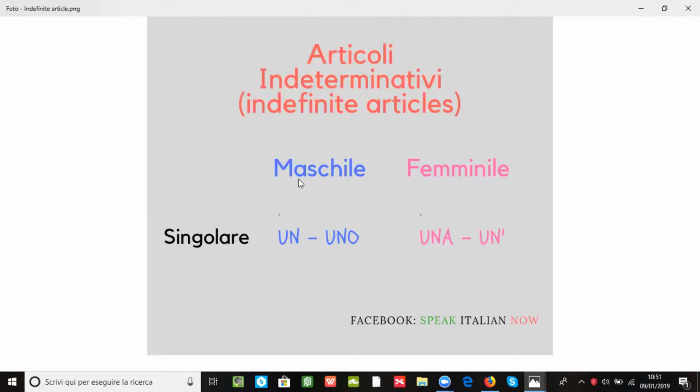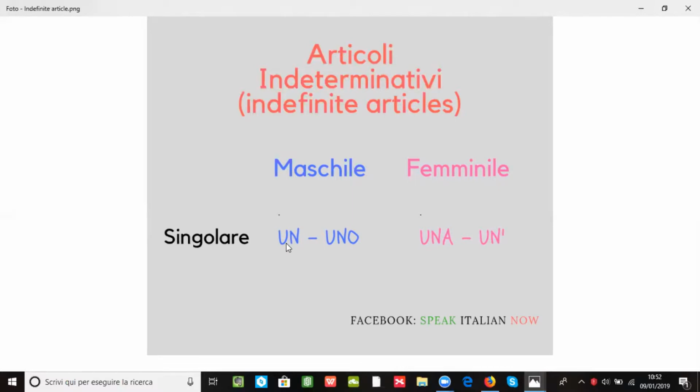Ok, singolare maschile, un, uno. Singolare femminile, una, un con l'apostrofo. It means un plus apostrophe. This is very important. When we use this article when we have a female noun that starts with a vowel. We use this only with female.